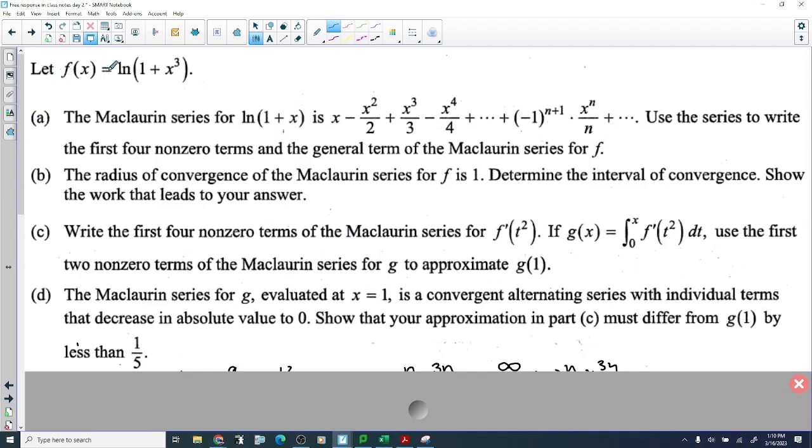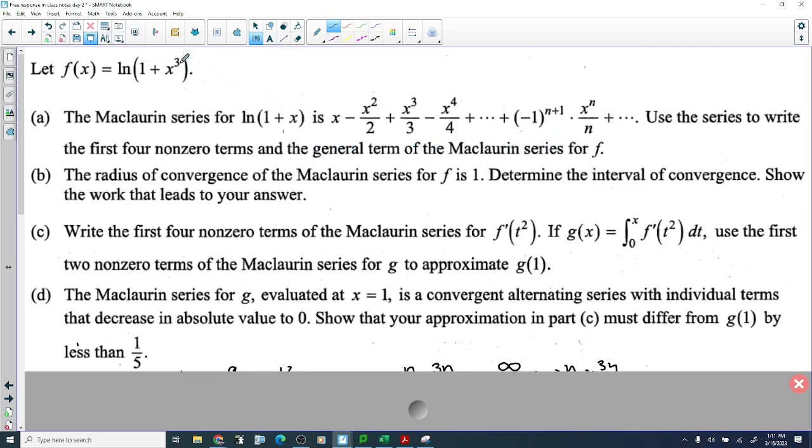Let f of x equal the natural log of 1 plus x to the third. The Maclaurin series for the natural log of 1 plus x is, and they give you that, the series for that function, and the general term. Use the series to write the first four non-zero terms in the general term of the Maclaurin series for f.